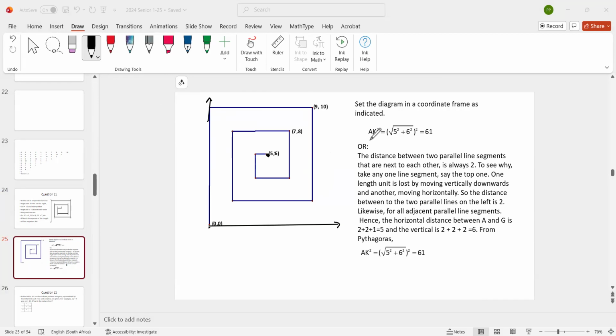You're asked to calculate AK squared, not AK. So that is, oh, it's 61. 36 plus 25. Oh, I don't know how to add. It's 25 plus 36 is 61, not 41. 4 squared plus 5 squared is 41. Okay, so let's get on to the next problem.